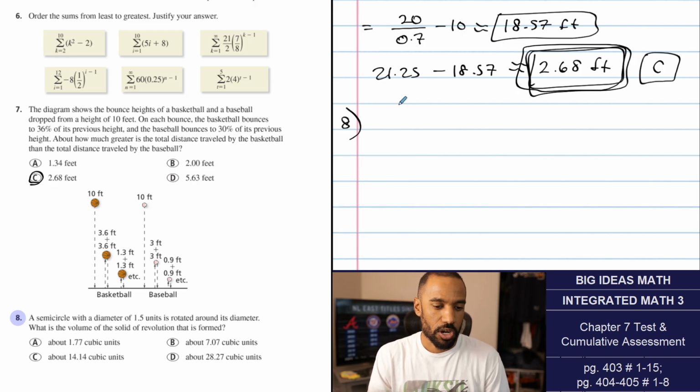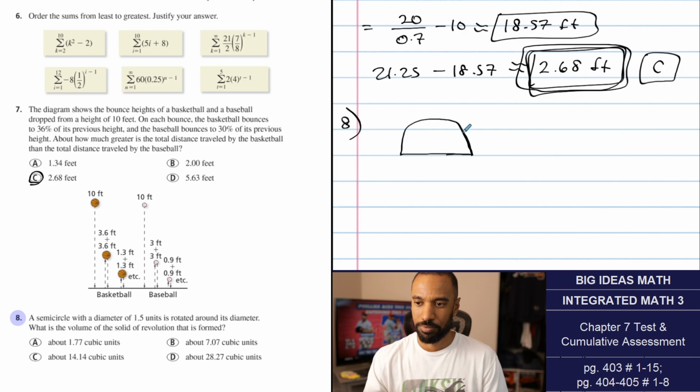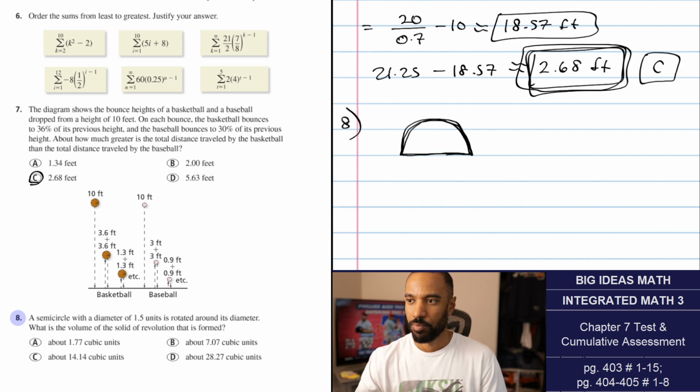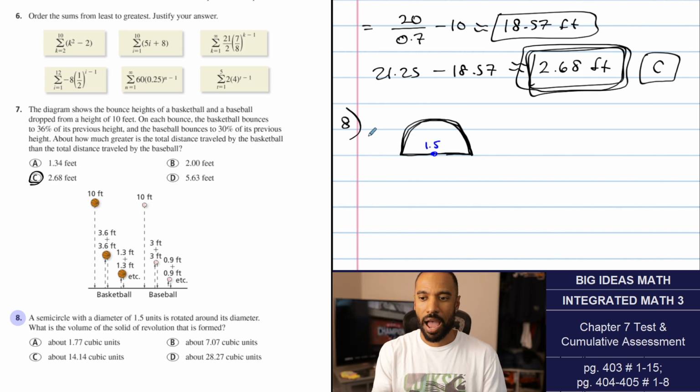Number 8, a semicircle with a diameter. Okay, this is not from this chapter. This is, I think, from chapter 1. A semicircle with a diameter of 1.5 units is rotated around its diameter. What is the volume of the solid of revolution that is formed? So we have a semicircle. Just think Patrick's dome. A semicircle with a diameter of 1.5 units. It's rotated around its diameter.